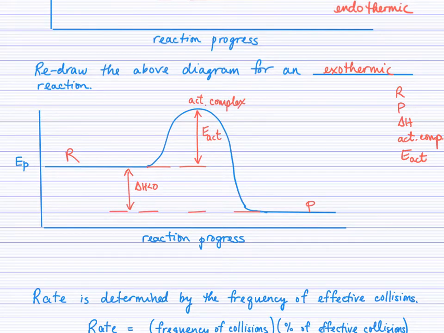Okay, so you'll see that all the features of this graph are the same as the endothermic, except that the potential energy of the products is lower than the potential energy of the reactants. And so there's been a release, the system has released energy to the surroundings. Delta H is negative as a result, and that corresponds to an exothermic reaction. Delta H is always labeled between the potential energy of the products and the reactants, so you'll see that. And activation energy is labeled between the baseline of the reactant's potential energy and the activated complex.